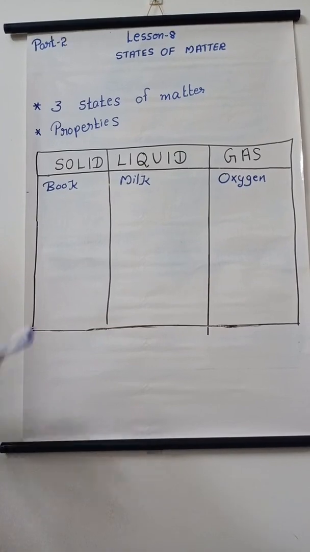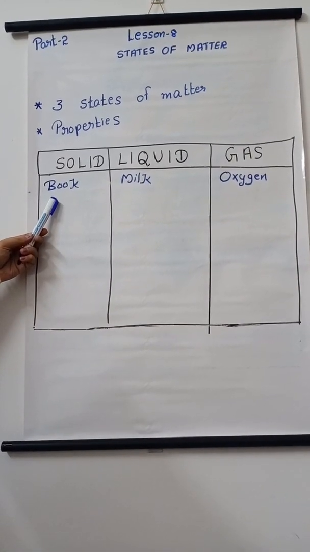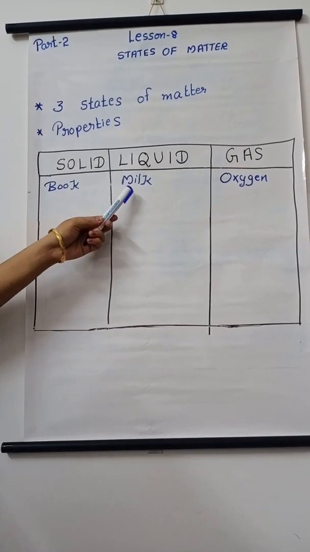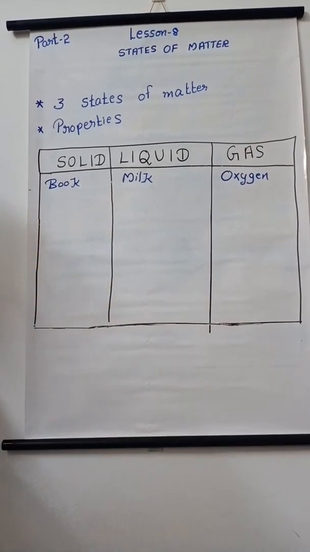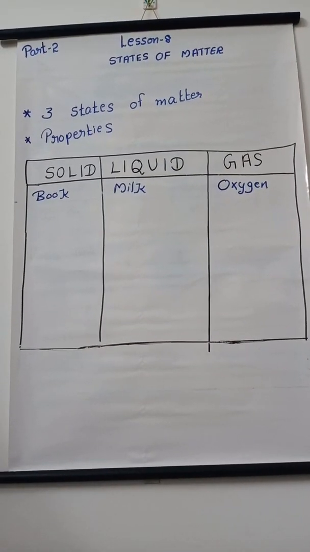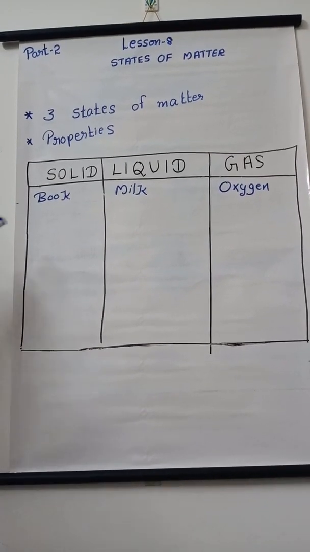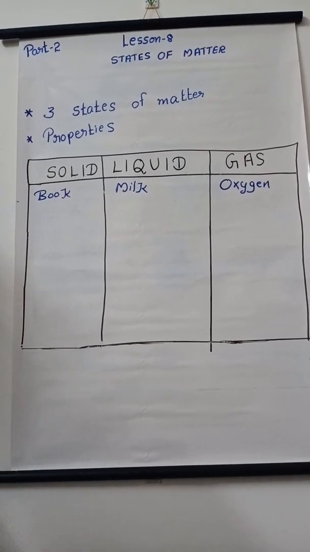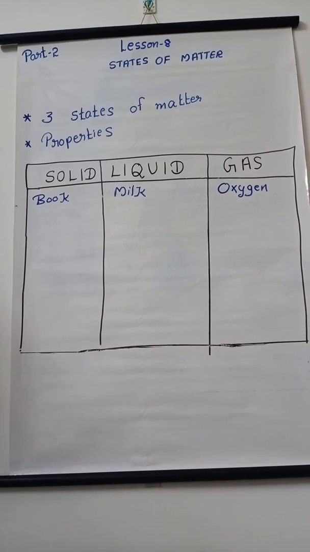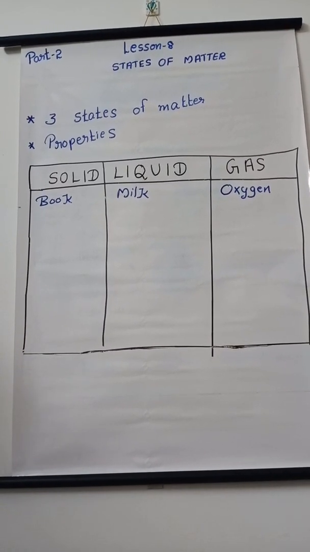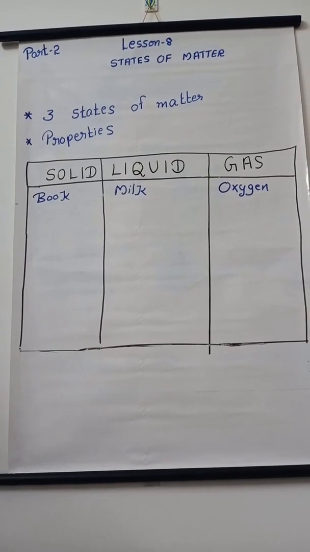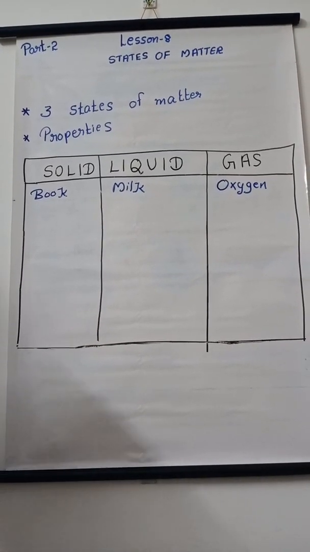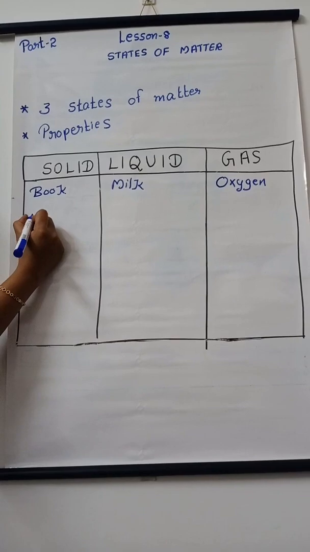One example for solid is book. Example for liquid is milk in a glass. Example for gas is oxygen. As we can see here, book has a definite shape. Wherever we are keeping the book, whether it is in a bag or table, the shape of the book remains the same. Thus, in general, we can say that the solids have definite shape.